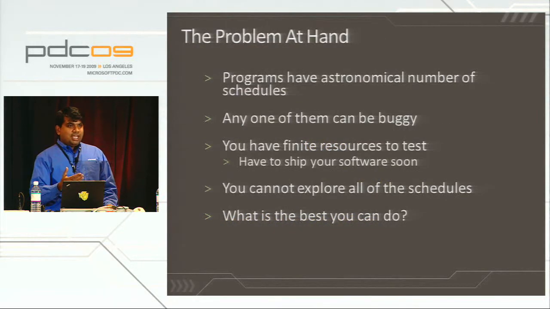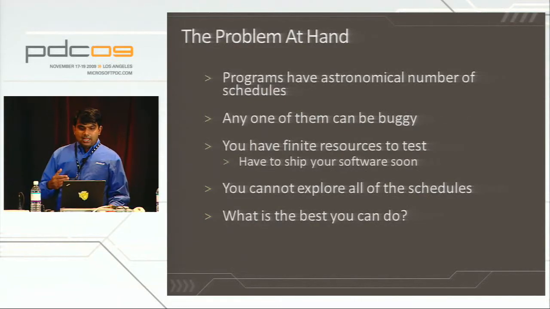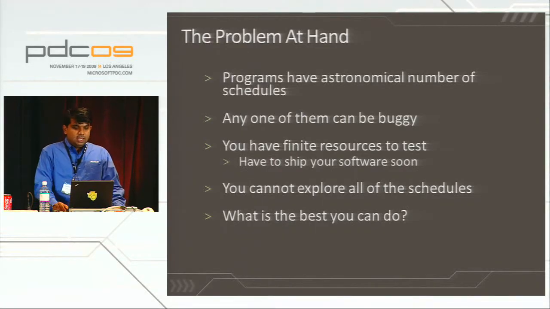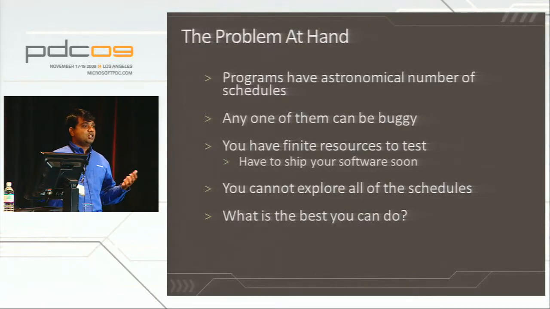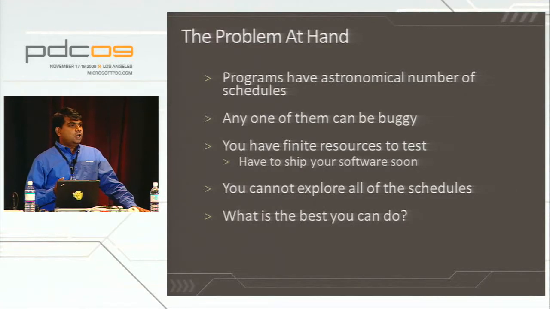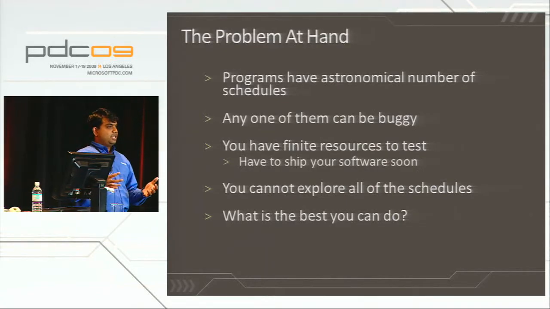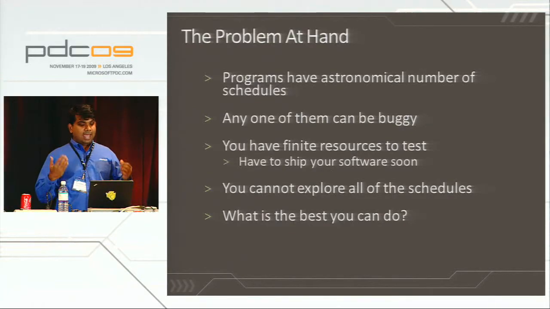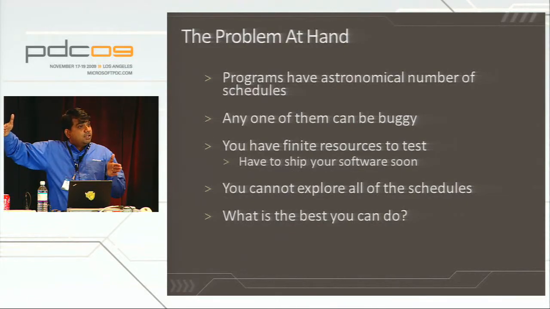So now I'll explain how Cuz works. It's going to be a little bit mathematical, but it's not very hard. The main problem is that programs have an astronomically large number of schedules, and any one of them can be buggy. That's why bugs are very hard to find. When you're testing, you have a finite amount of resources, because you want to ship your software within a month or so, so you're not going to have the resources to make sure that every interleaving is correct.